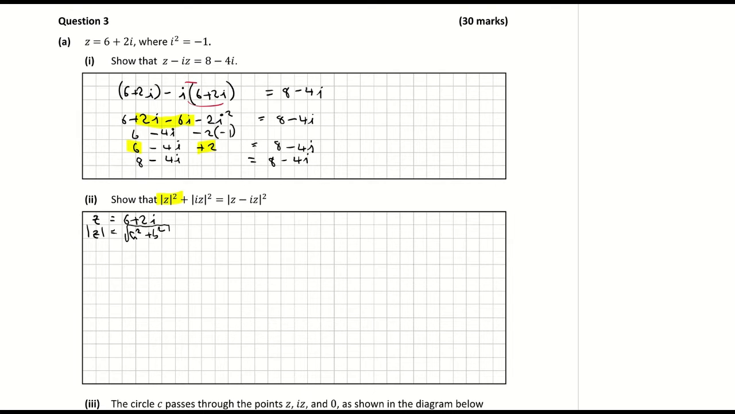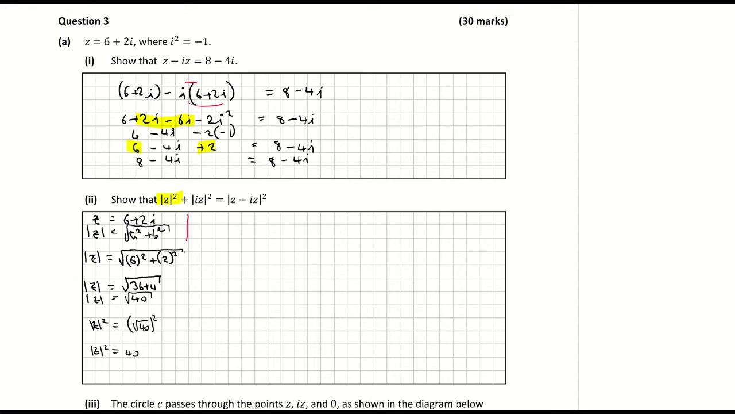So that's the formula for the modulus. A is the real part, so that's the square root of 6 squared, plus b is the imaginary part, that's the 2. We don't put in the i. So that's giving me the modulus of z is equal to the square root of 36 plus 4, which is the square root of 40. So that's the modulus of z. Now the question wants us to find the square of that. So I'm squaring the square root of 40, which is giving me a value of 40. So that's the first part done.